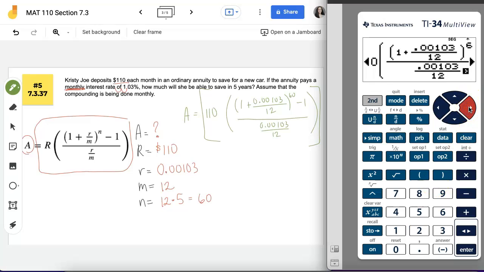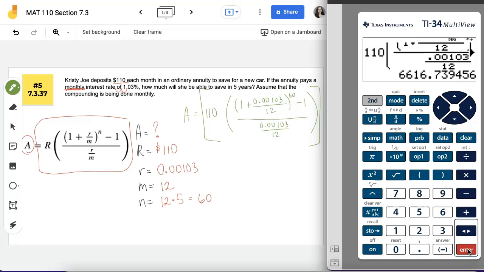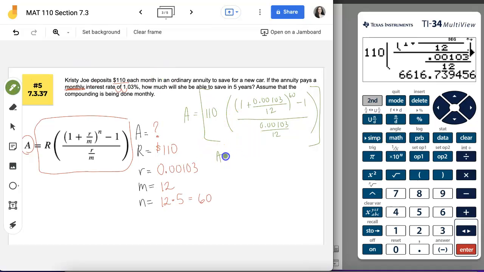And if we move out of all of this fraction all the way to the very end, we should be able to close the parentheses and see a large parenthesis. So that's this parenthesis right here. And at that point, we have the future amount. We would want to round this to the nearest cent. So here is our final answer. The future amount of this annuity is $6,616.74.